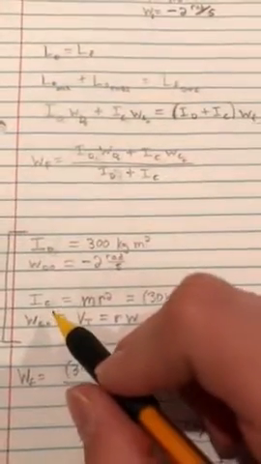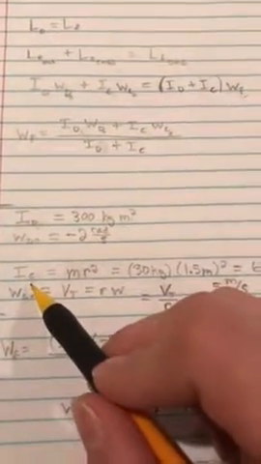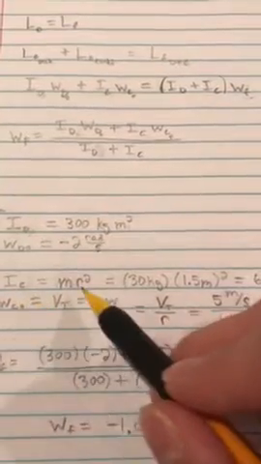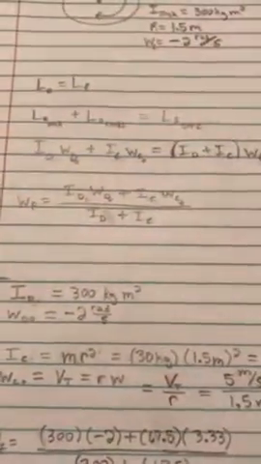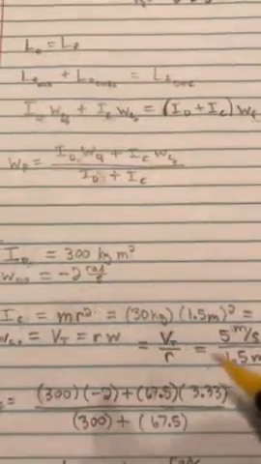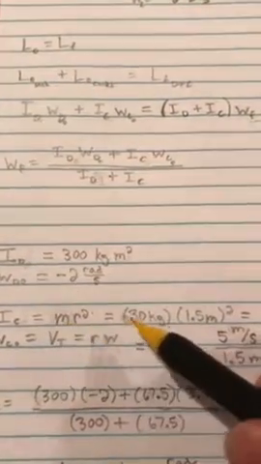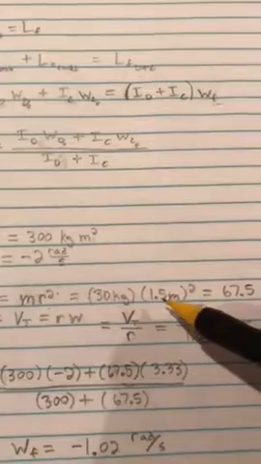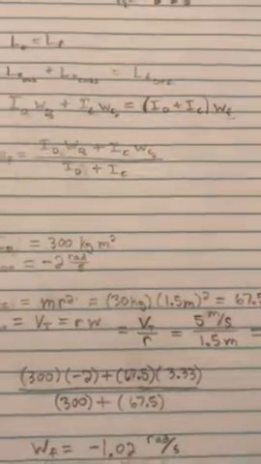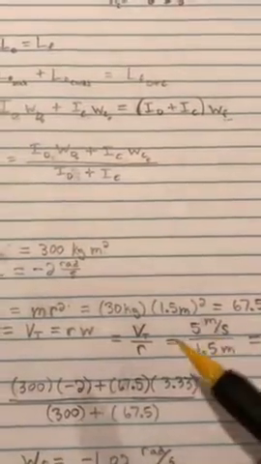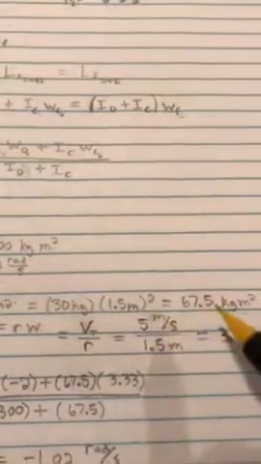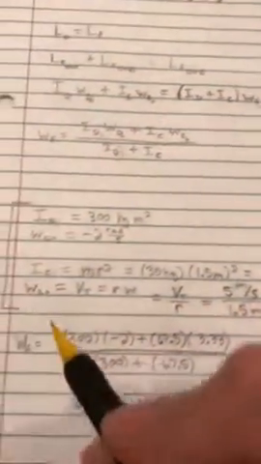And then we have the moment of inertia of the child equals mass times radius squared, because the child's on the edge of the disk. So all we have to do is plug in our mass, 30 kilograms times 1.5 meters squared. This is equal to 67.5 kilograms meter squared.